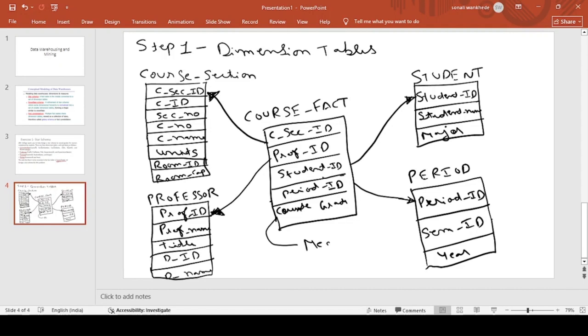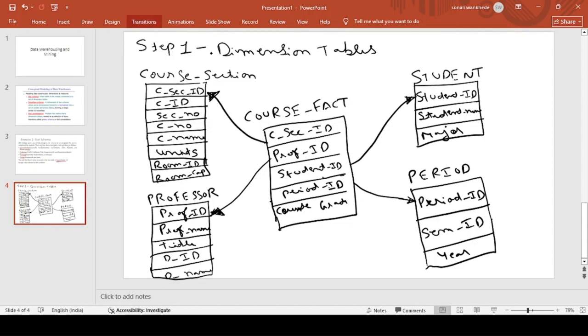is the measure. It is my measure which is required to represent a fact table. So always remember that we require a measure for the calculation part. That's the most important ingredient in a fact table. So this was an example.